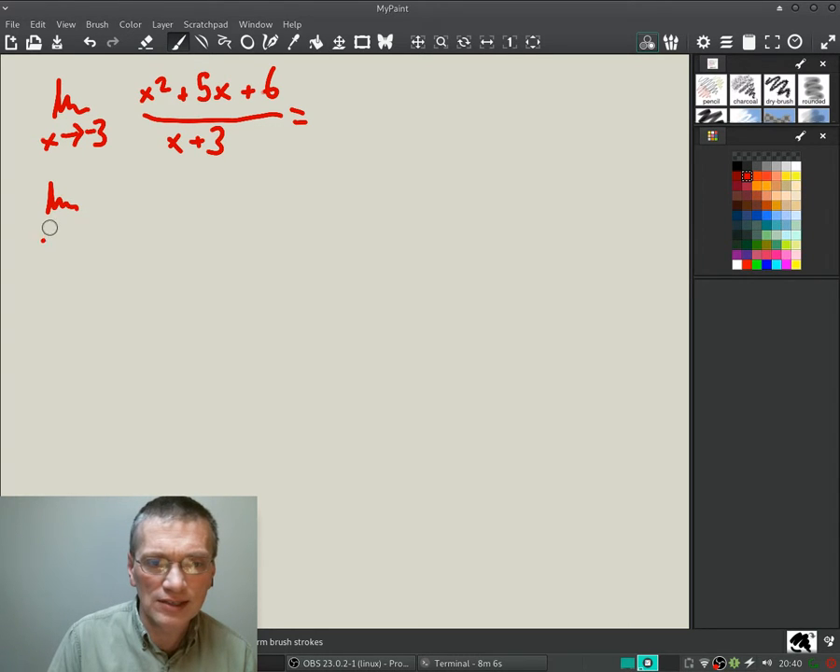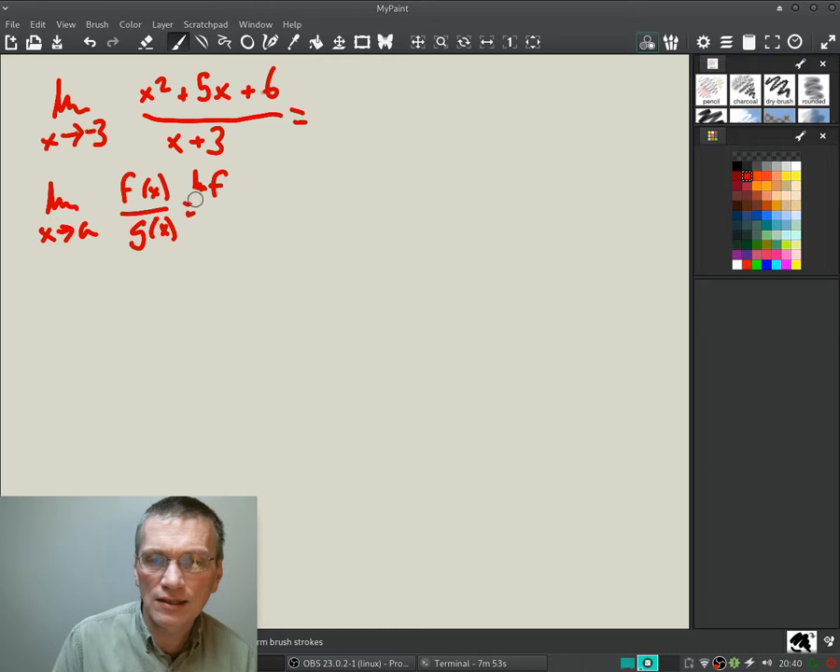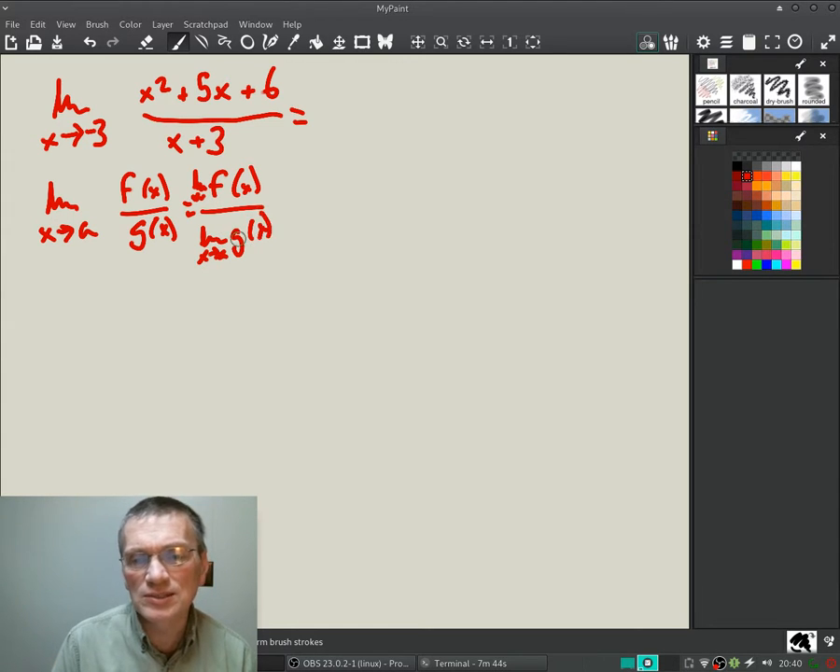The other one is the limit as x goes to a of f of x over g of x, which equals the limit as x goes to a of f of x over the limit as x goes to a of g of x. It shows you these things break apart as you would expect, so you can find the limit in the top and the bottom. But notice this is only the case if the bottom does not go to 0. Bottom not equal to 0.